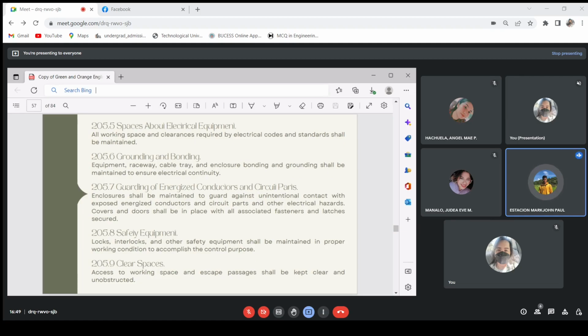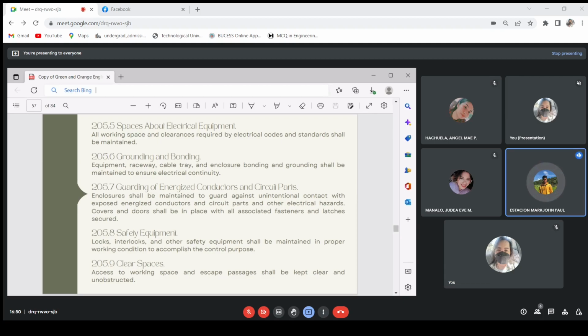Next, 205.5 spaces about electrical equipment. All working space and clearances required by electrical codes and standards shall be maintained. So requires na a clear space at least 3 inches wide and 3 inches deep, and the equipment is likely to be worked on while energized. 205.6 grounding and bonding equipment, raceway and cable tray and enclosure bonding and grounding shall be maintained to ensure electrical continuity.